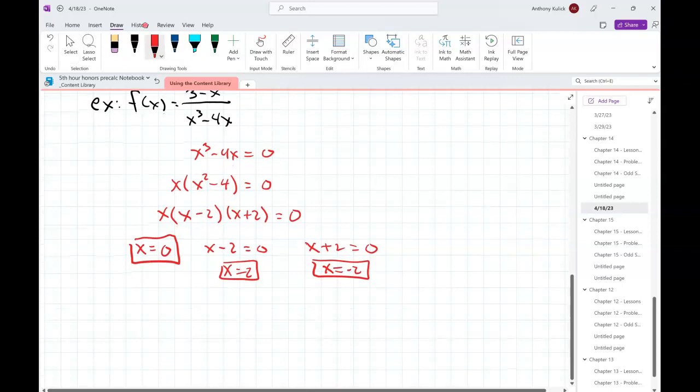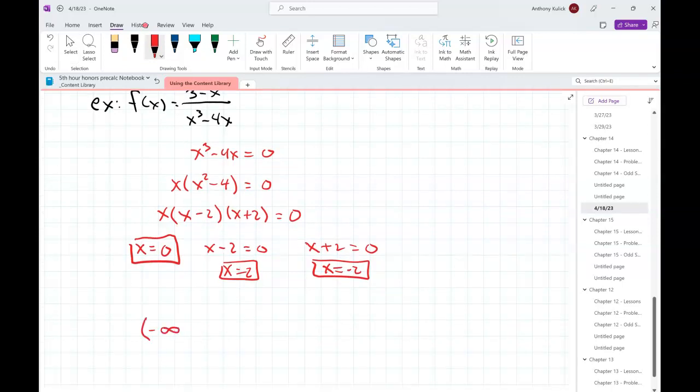So let's write our domain then. We'll start at negative infinity. And what's the first value we're going to encounter? Negative 2. And then negative 2, and the next value should be 0. And then 0, 2, 2. And then 2 to positive infinity. Everybody's okay with that? Again, fairly easy to handle.